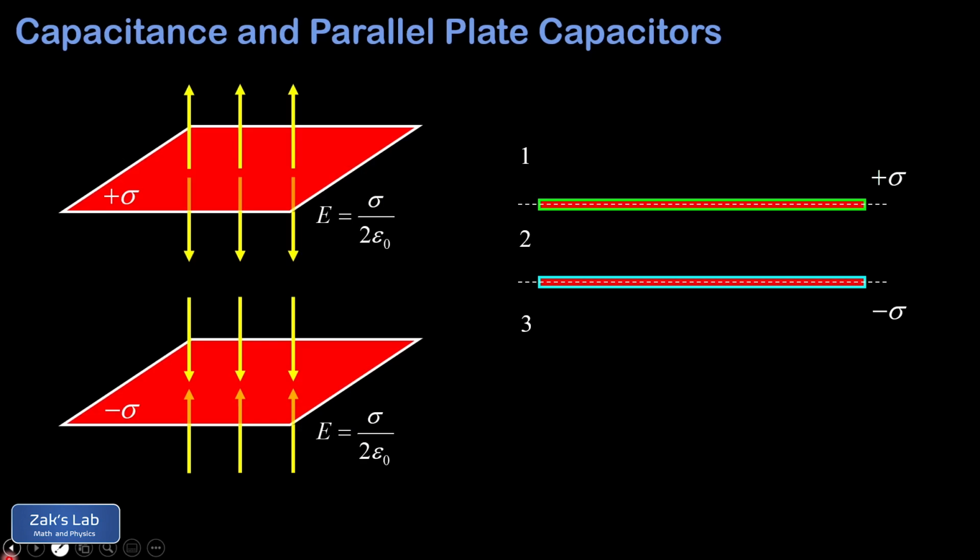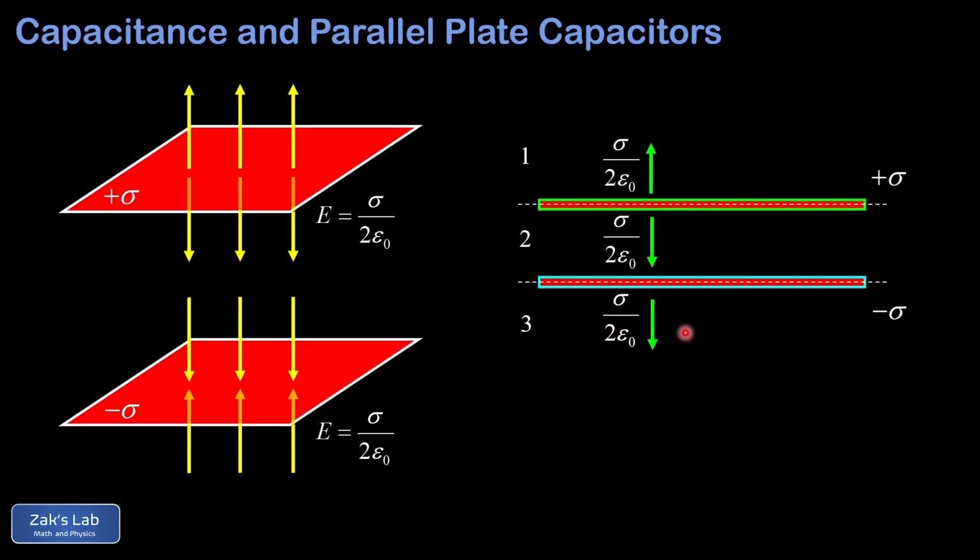Now we draw the field contributions from each plate in those regions. And I'm color coding these. So first we'll do the field contributions due to the positive plate. So in each region, the field due to the positive plate points away from the positive plate, and it has a constant magnitude. It doesn't drop off with distance. So that field is pointing up in region 1, down in regions 2 and 3.